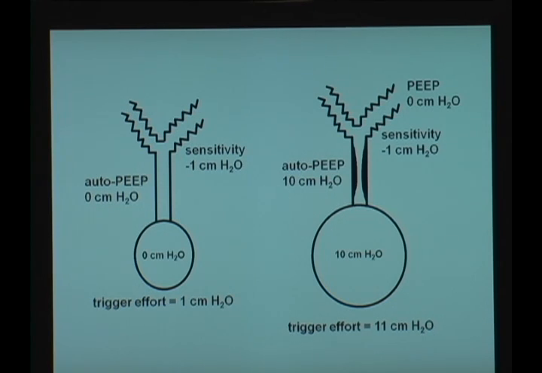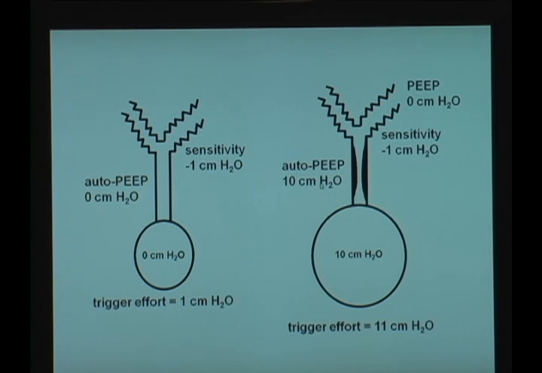So here we have a patient. We're going to assume that the PEEP on the ventilator is set at 0 and the trigger sensitivity is set at -1 centimeter of water. There is no auto-PEEP, so at the end of exhalation, the alveolar pressure is 0. So in this case, the patient breathes in when the pleural pressure drops by 1 centimeter of water, the alveolar pressure drops by 1, the proximal airway pressure drops by 1, and the ventilator delivers a breath. Okay?